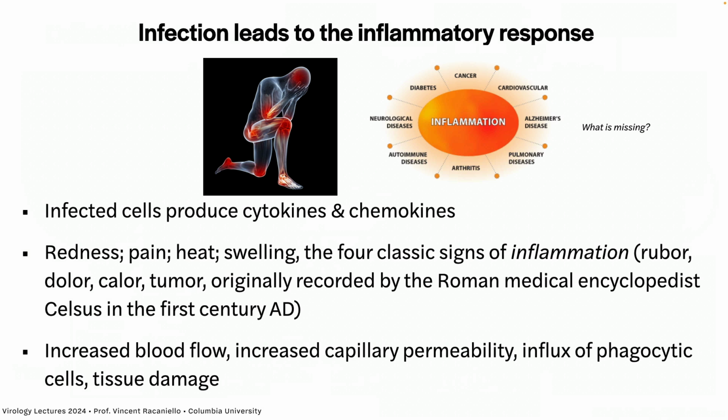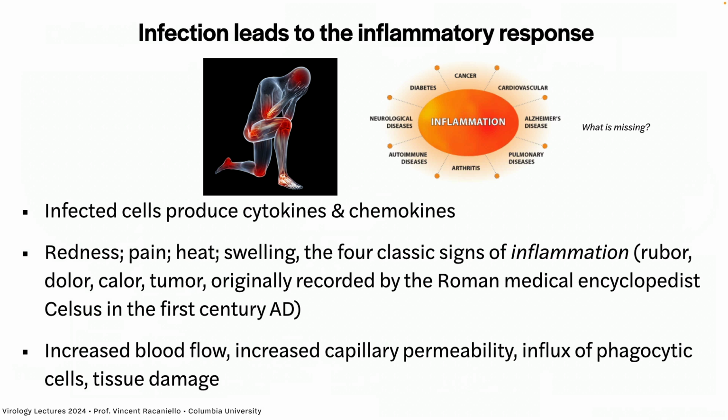Increased blood flow to an infected area to try and get more immune cells, increased capillary permeability so that cells can cross the capillaries, and that is causing fluid leakage and pressure and pain, influx of phagocytic cells, also leading to swelling and tissue damage. So all those things are resulting in redness, pain, heat, and swelling.